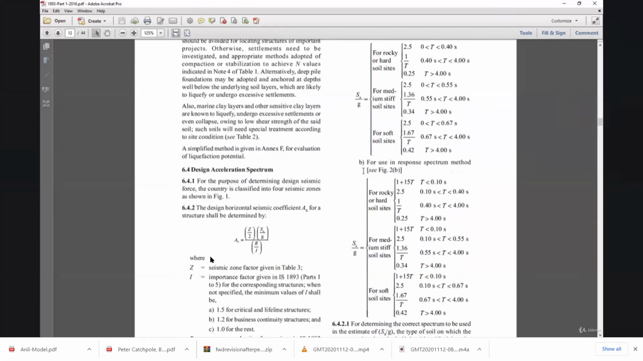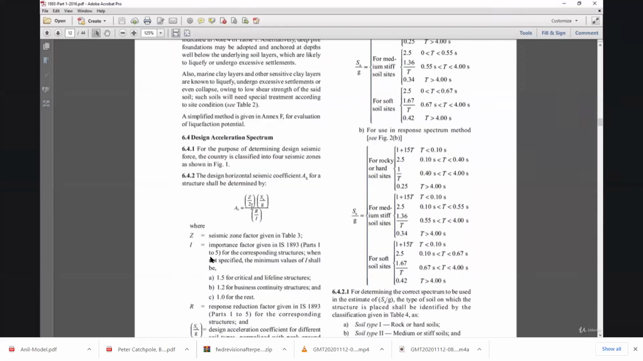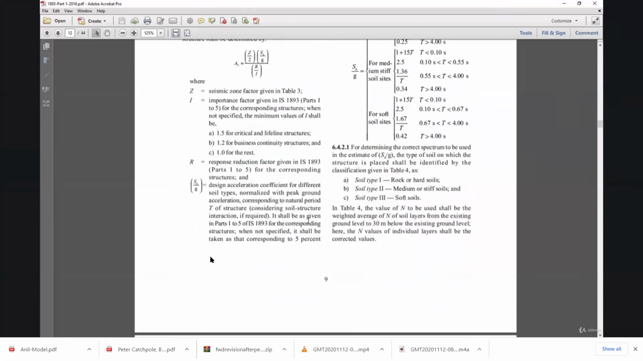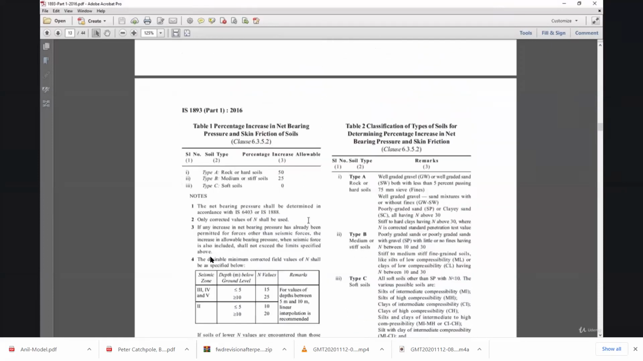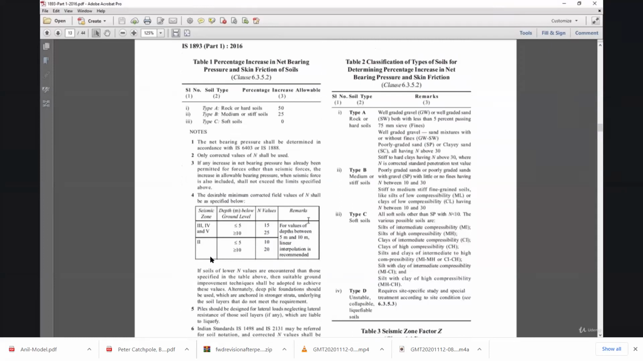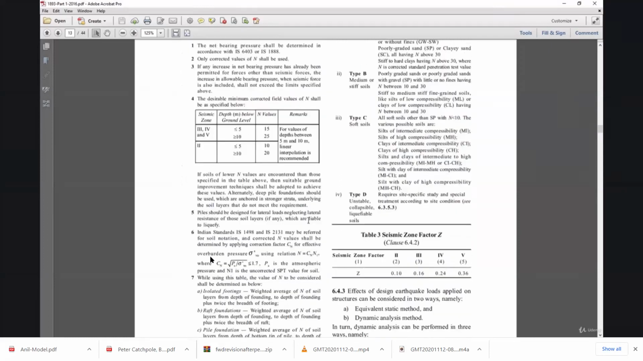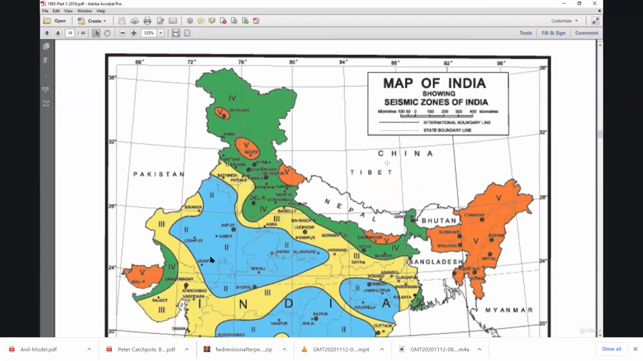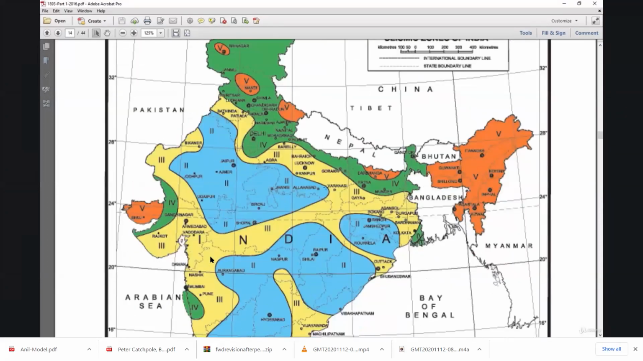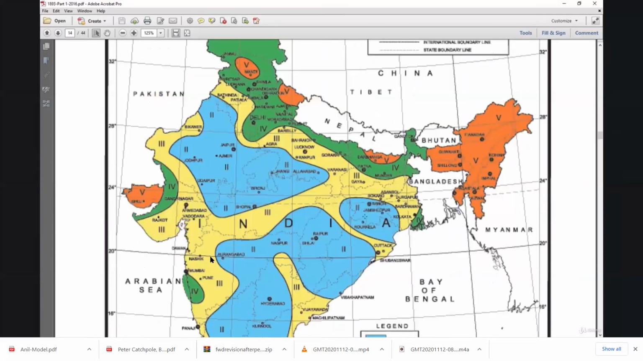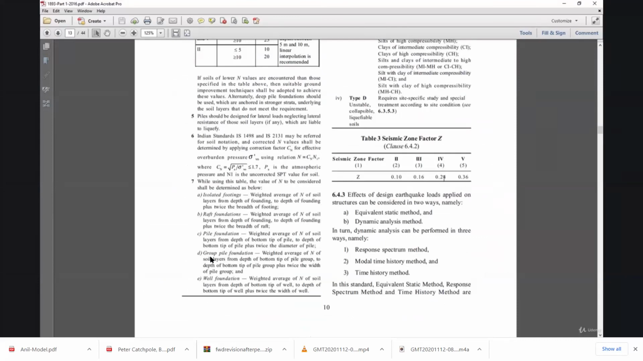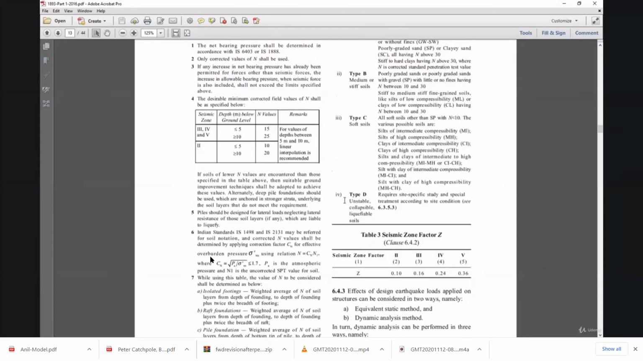After that, this is the main formula to calculate the design horizontal seismic coefficient, that is Z by 2 into SA by G divided by R by I. The seismic zone factor is given in table 3. That is, the whole country is divided into various zones: zone 2, 3, 4 and 5. In our case, the building is in Delhi, and green color means that it is basically zone 4. So for zone 4, we need to provide Z value as 0.24.